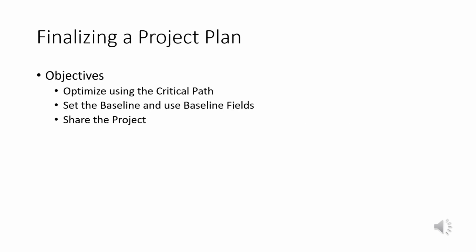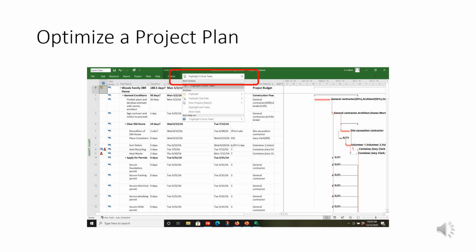As promised, we're going to find out what the critical path is and why it's so important that we optimize it. We're going to do some work with the baseline, and also we're going to share the project with stakeholders and other people. Okay, let's optimize our plan now.